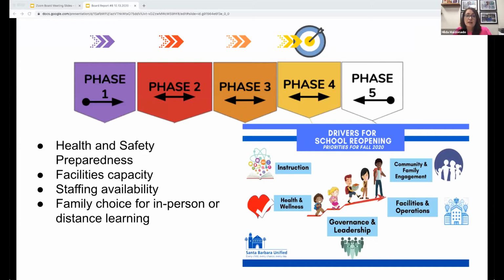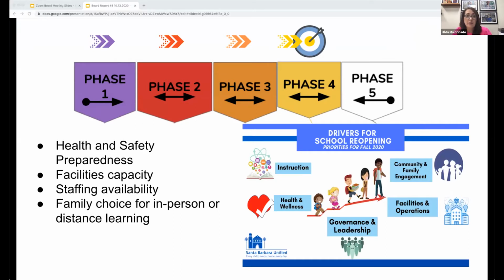So as Susan Klein Rothschild has announced, we continue to be in the red or substantial transmission rate in Santa Barbara County. As school leaders, we need to balance many factors. There are 4 important factors that I need to take into account.